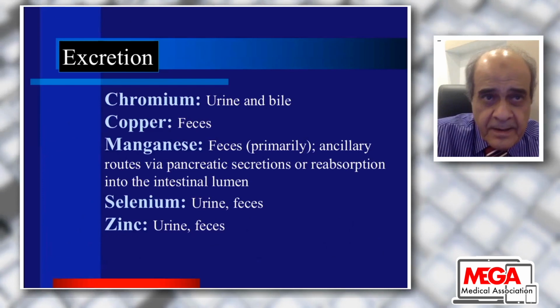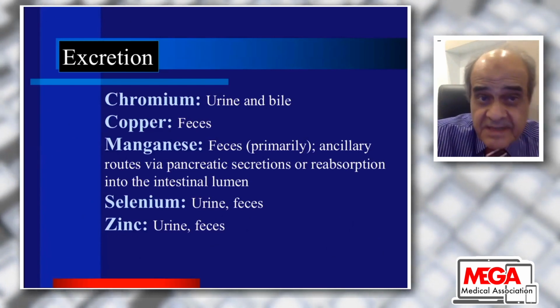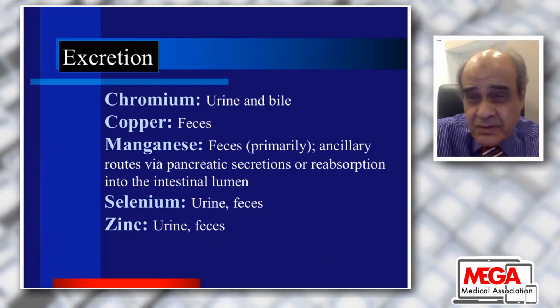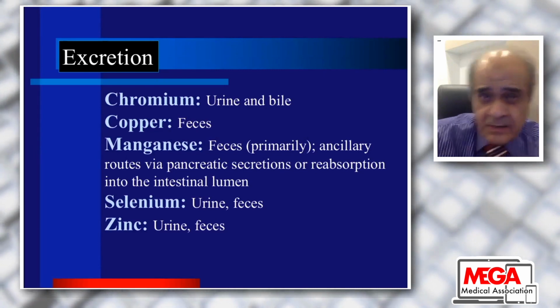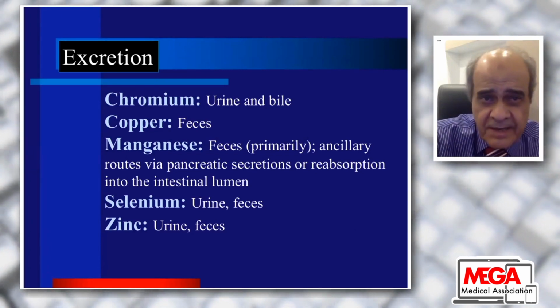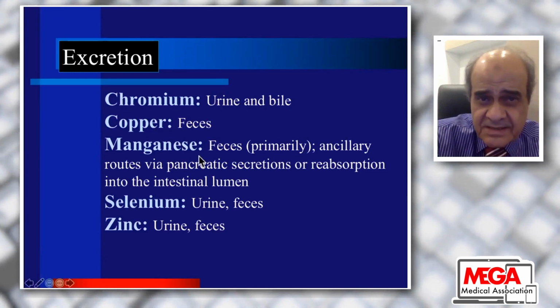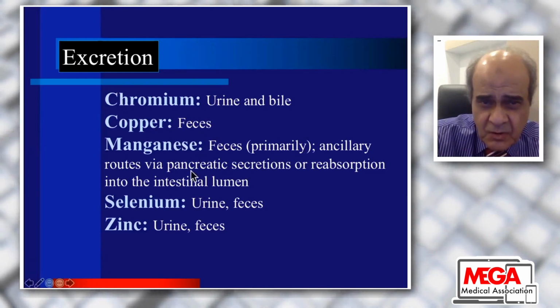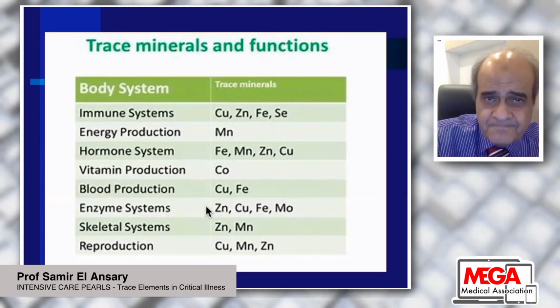Excretion of the trace elements is mostly through the urine, feces, and bile. Chromium is excreted through urine and bile, copper through feces, manganese through feces, and most of them are through urine and feces.